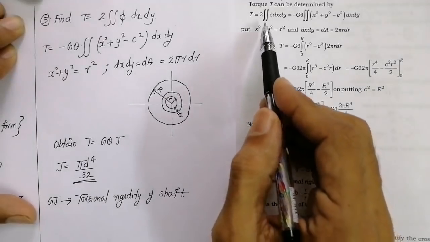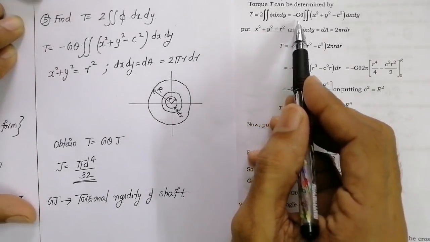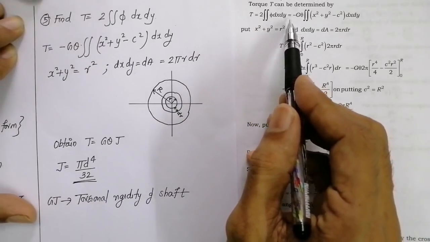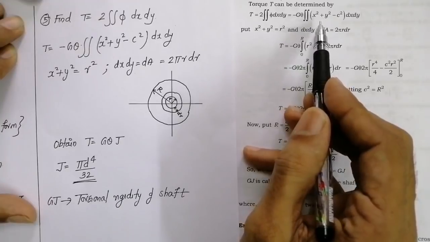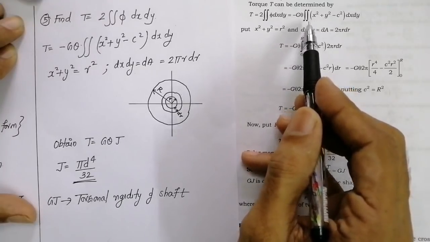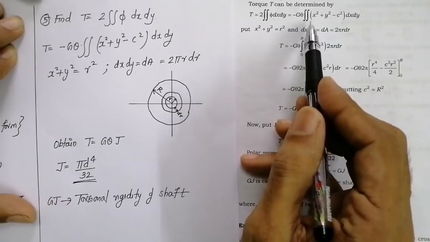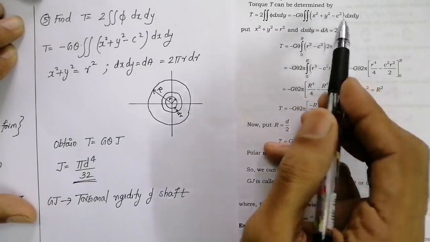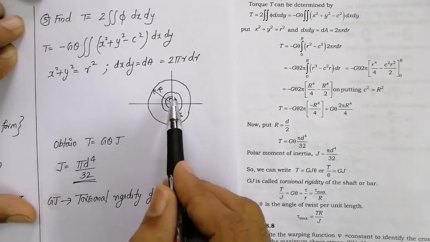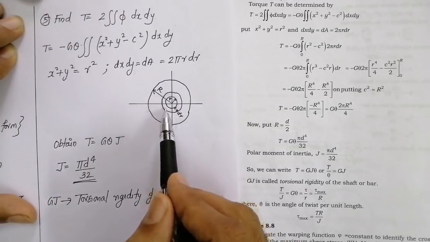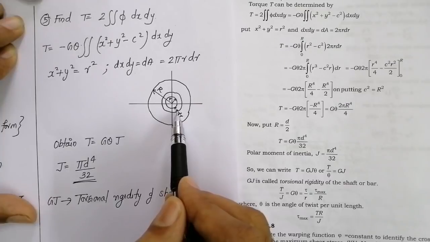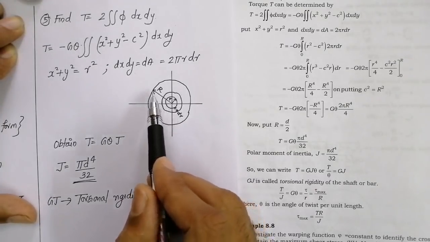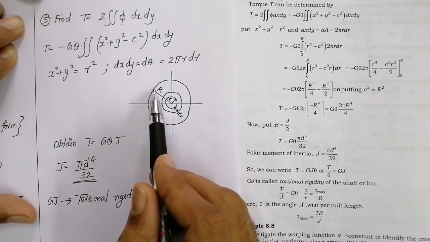So let us determine the torque of the circular cross section using Prandtl's method. So T is equal to 2 double integral phi dx dy. So the equation for phi we have obtained earlier, and if we substitute the equation for phi here, we will get minus g theta into x square plus y square minus c square into dx dy. Now let us look at this figure. Let us consider a small differential ring of thickness dr as shown in the figure. Now this radius is small letter r and capital R is the outer radius of the circle.